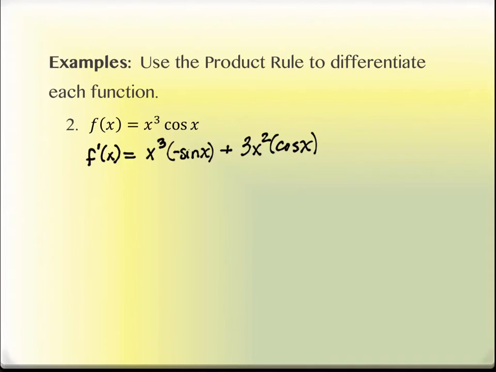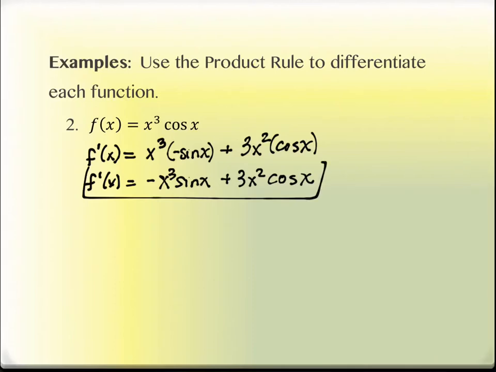There's not a lot of cleanup on this one to do. And that's actually kind of nice, because as I'm looking at this, the only thing to do, and you may have even done it in the process of doing the problem to begin with, is to simply move the negative in front of the x cubed. Negative x cubed sine x plus 3x squared cosine x. And the parentheses are no longer necessary because there's no simplification that needs to be done with them. And I have my solution. Okay, any questions so far? Okay, so that's the product rule.